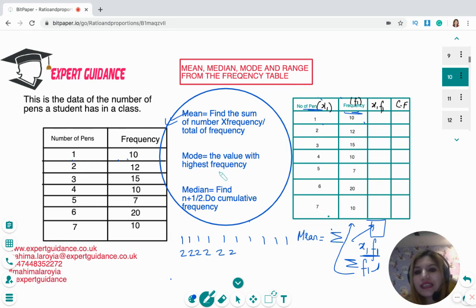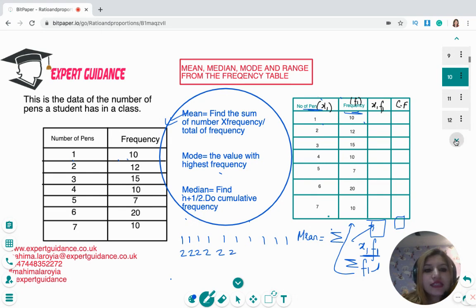The mode is the value with the highest frequency. So I can just look up my table and see which value has the highest frequency. And for the median, I'll add up the cumulative frequency, then work out my total frequency and do n plus 1 divided by 2 and see where that particular term will lie. Okay, so now pause the video, have a go at this question, and come back to check the answer.